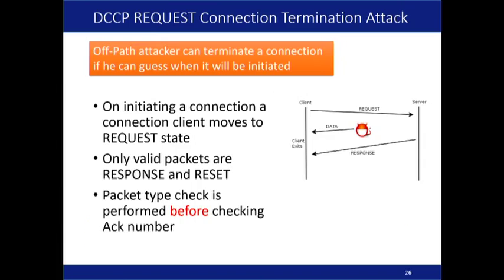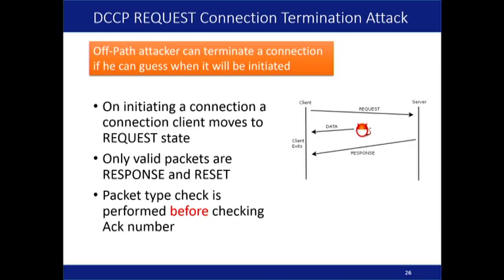One of the other new attacks that Snake found is the DCCP request connection termination attack. This is an attack where an off-path attacker can terminate a connection if he can guess roughly when that connection will be initiated.